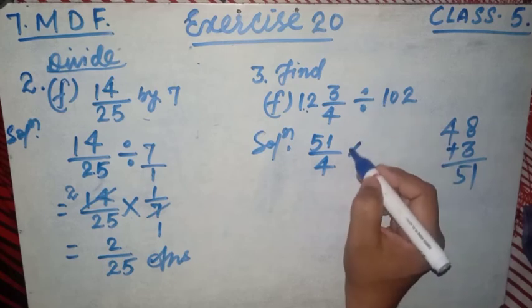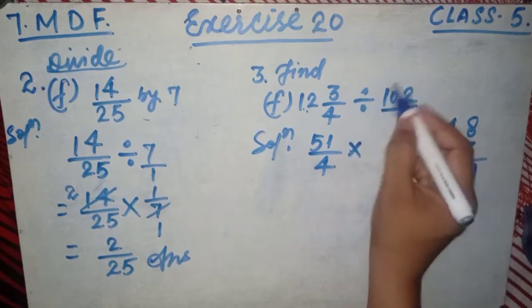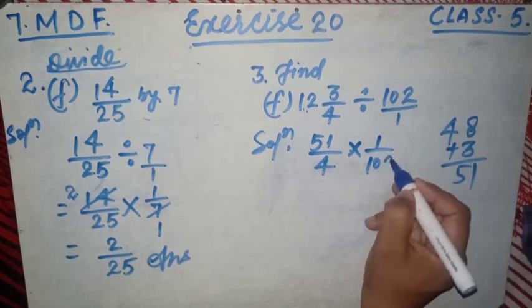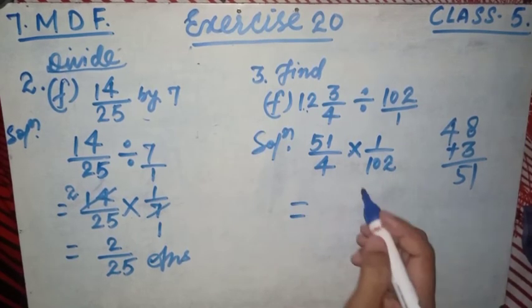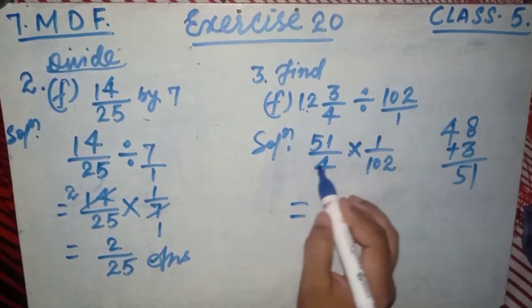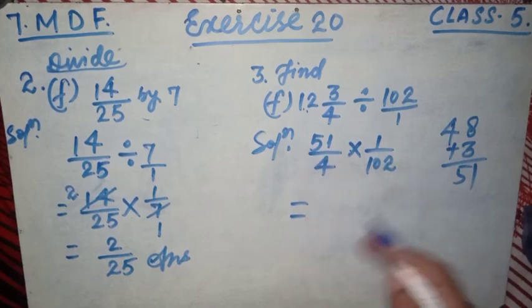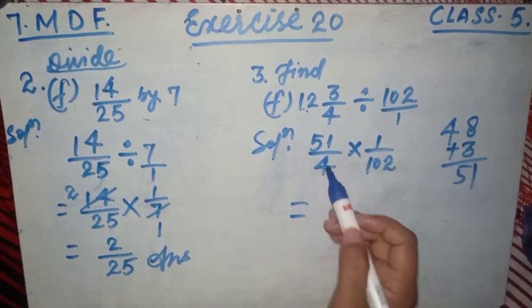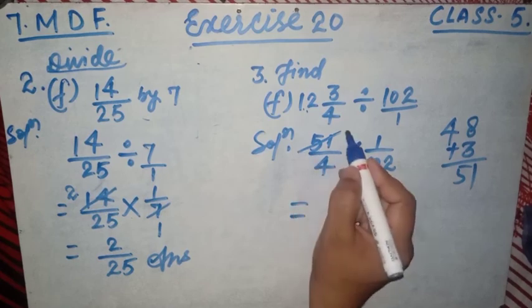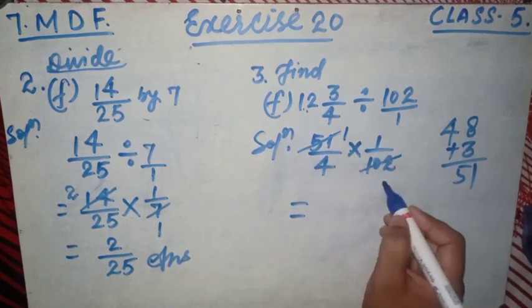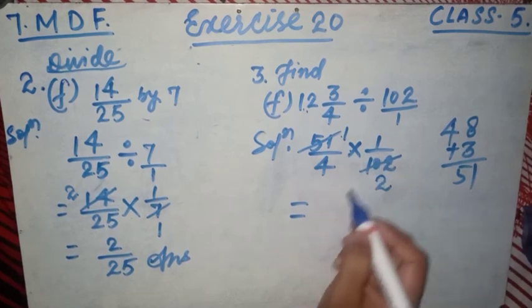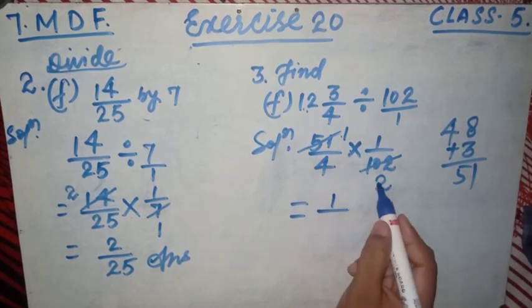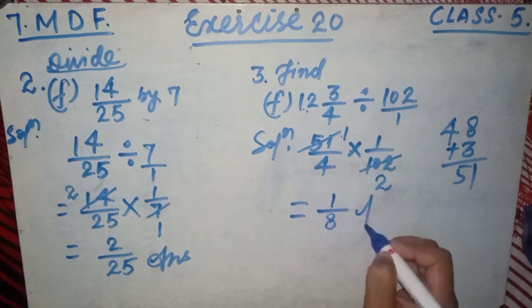Now we have to change this operation into multiplication. On the right, the reciprocal of this number means 1 upon 102. So have a look friends, here these are the numerators and these are the denominators, and numerator and denominator will get cancelled if it is possible. Here it is possible: 51 times 1 is 51 and 51 times 2 is 102. So here 1 multiplied by 1 is 1 and 4 multiplied by 2 is 8. This is your final answer.